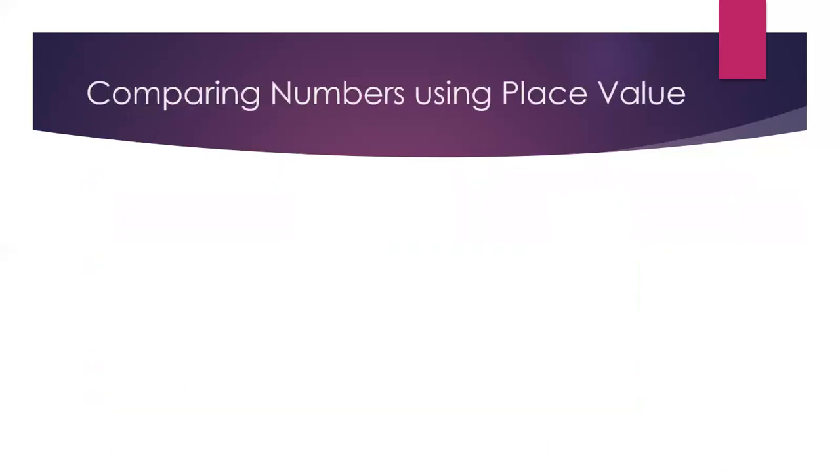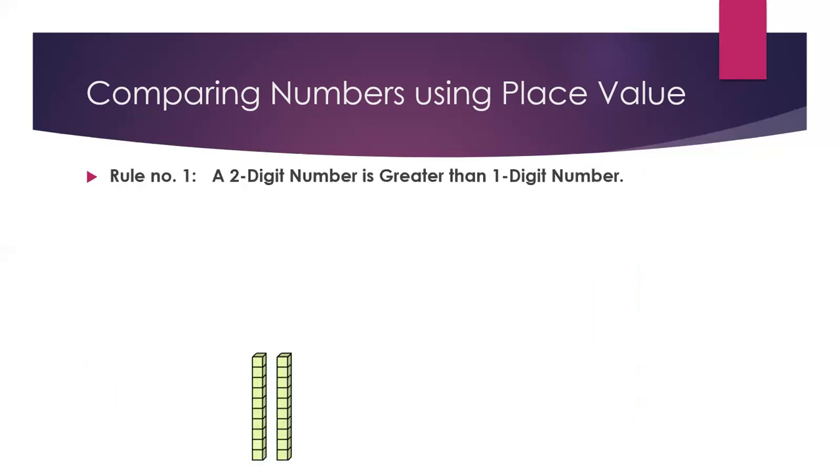Now, comparing numbers using place value. So, this is the second method for comparing numbers. Here is rule number one. The first rule states that a two-digit number is always greater than a one-digit number.